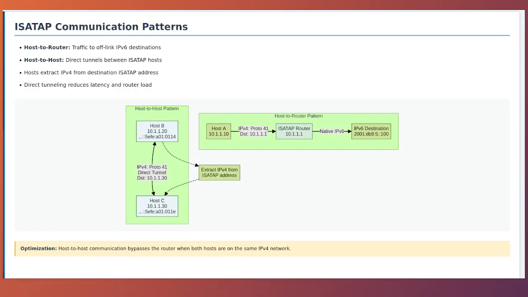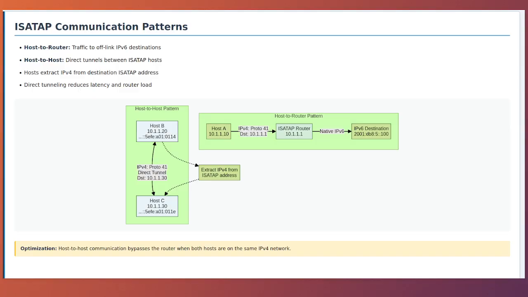ISATAP communication patterns. ISATAP supports two fundamental communication patterns: host-to-router communication and host-to-host communication. Understanding these patterns is essential for designing ISATAP networks and troubleshooting connectivity issues. Each pattern has different encapsulation behavior and routing requirements. Host-to-router communication is the most common pattern.